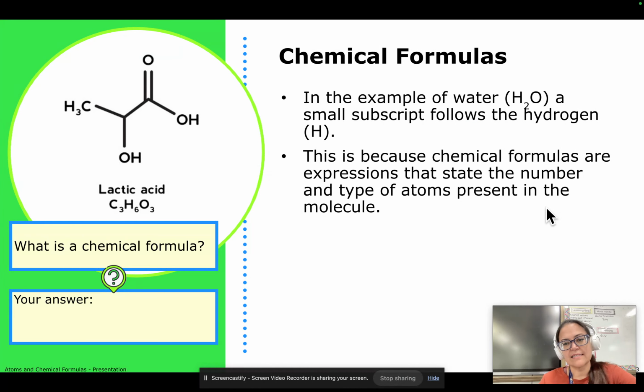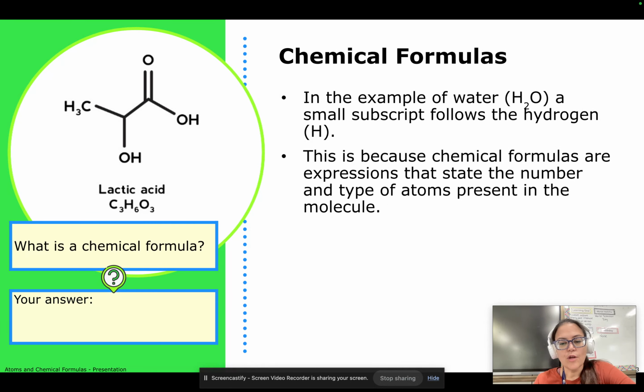In the example of water, H2O, a small subscript follows the hydrogen, H. This is because chemical formulas are expressions that state the number and type of atoms present in the molecule. So I always say the chemical formula is like the recipe for your molecule. It's going to tell you the ingredients, which are the elements. So for water, our ingredients are hydrogen and oxygen. So we know if we're going to make water, we need 2 different ingredients. But then it also tells us the amount of each ingredient.